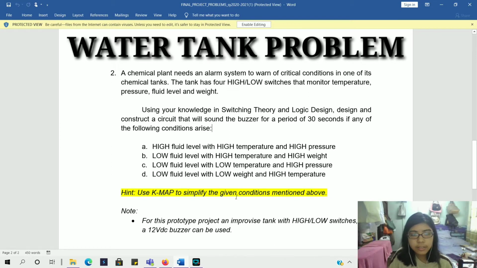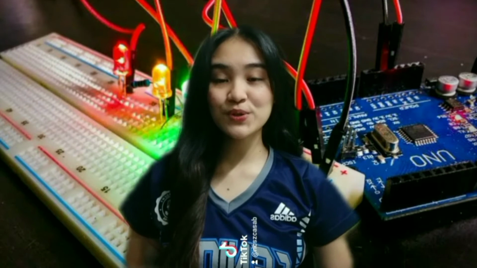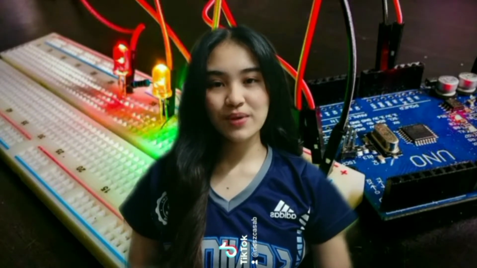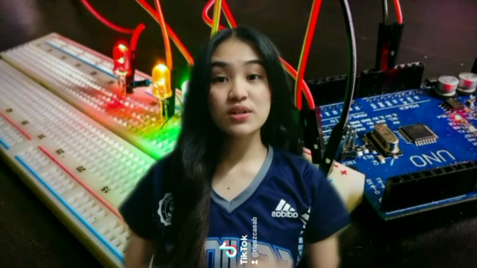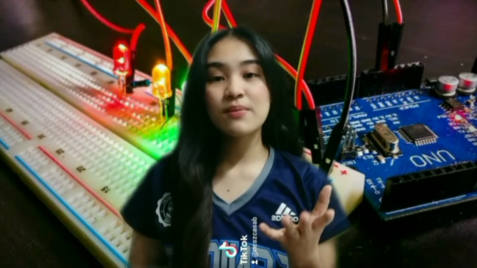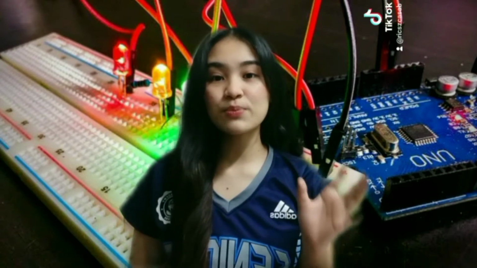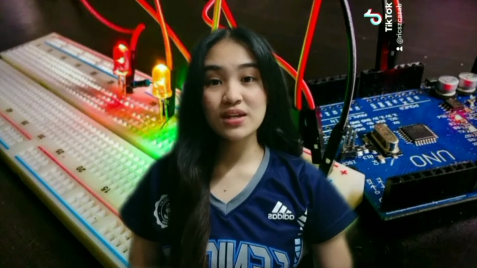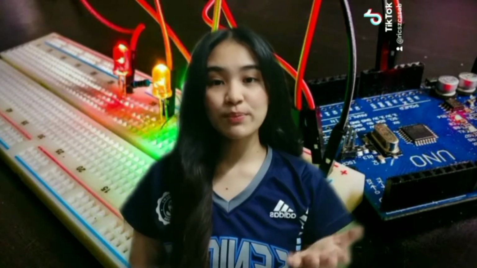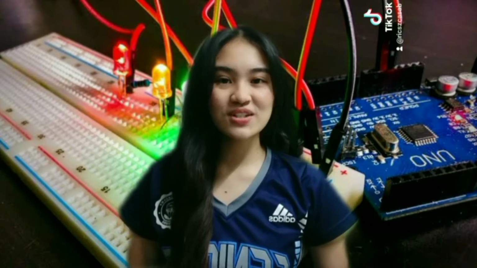To solve this, the given hint is that we should use a K-map to simplify the conditions mentioned above. And before we start the experiment, I hope you can still remember the basic foundation and principles of logic gates as well as Boolean algebra, in order to fully understand the processes and the mathematical computations that we will be using to treat our data and effectively perform the experiment. So I hope you did a little review, and as we go through the paper, we will be explaining the logic behind each process. So just keep on watching.